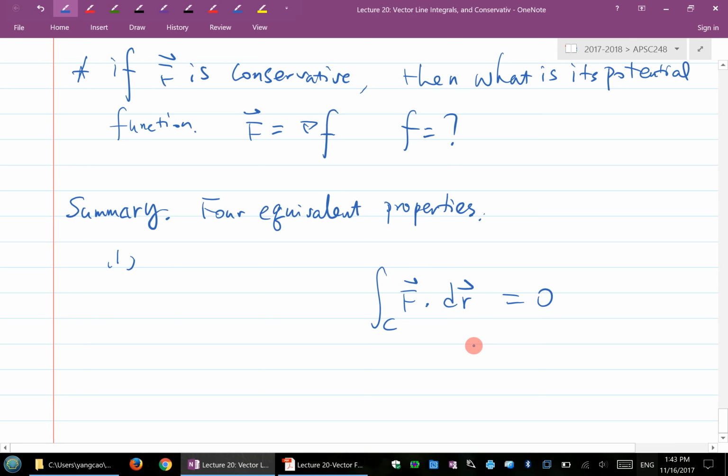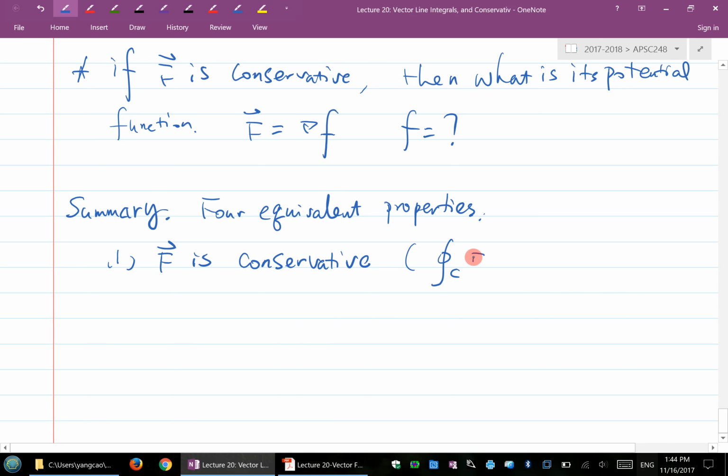Actually, this has something to do with the 4 equivalent statements I'm writing down here. So let me write it down. Maybe that'll answer part of your question too. First of all, F is conservative. So this is the one statement here. F is conservative basically means you integrate this F over any closed curve C, it'll be 0.